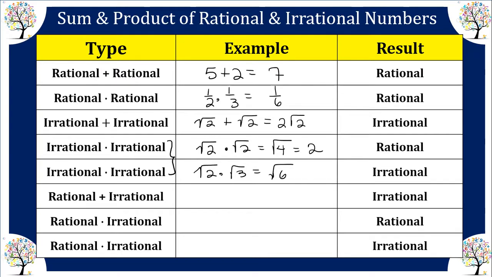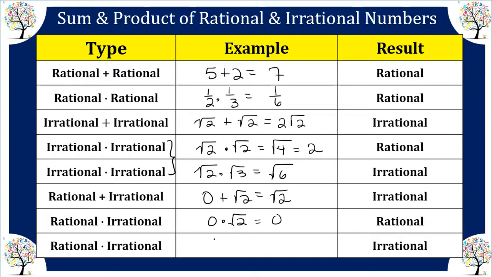Now we have a rational plus irrational and we want to get irrational. So let's go with 0. That's rational plus the square root of 2. That is irrational. And when we add those together, we get an irrational number. Now we have rational times irrational and we want to get a rational number. So let's think of, we could say 0 times the square root of 2. We have a rational times irrational. That would give us a rational number.